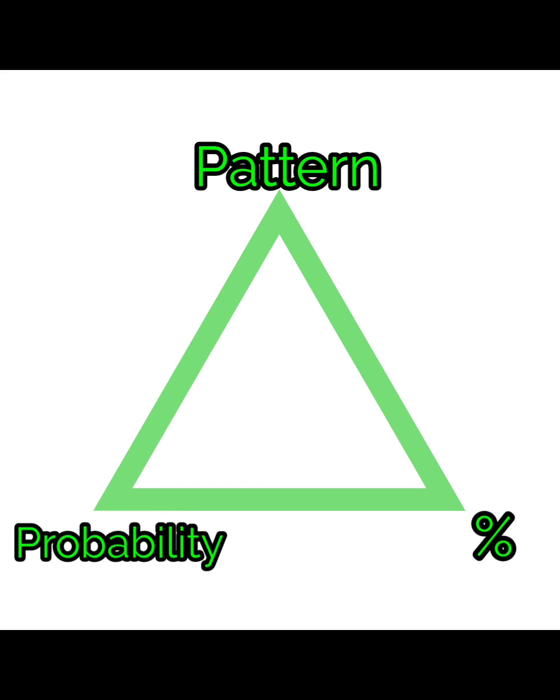Now, when probability starts happening more often, then it goes into the realm of patterns or percentages. Now, percentages can be low and become a pattern. Percentages can be high and become a pattern. But once that pattern has evolved, once those percentages level out, then you have a pattern. Now, percentages change constantly.